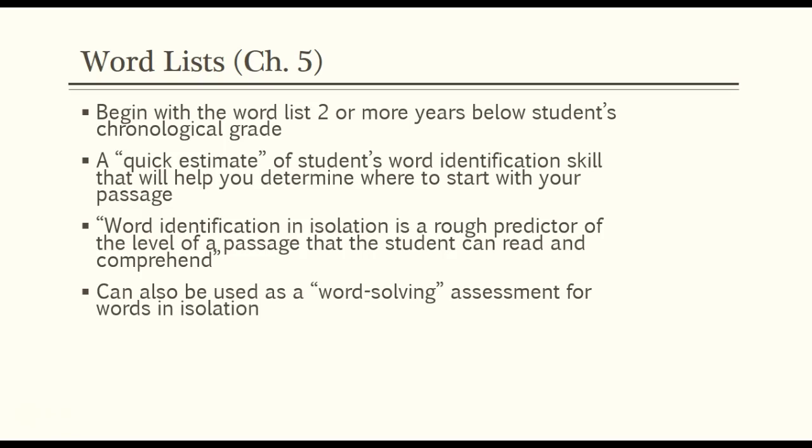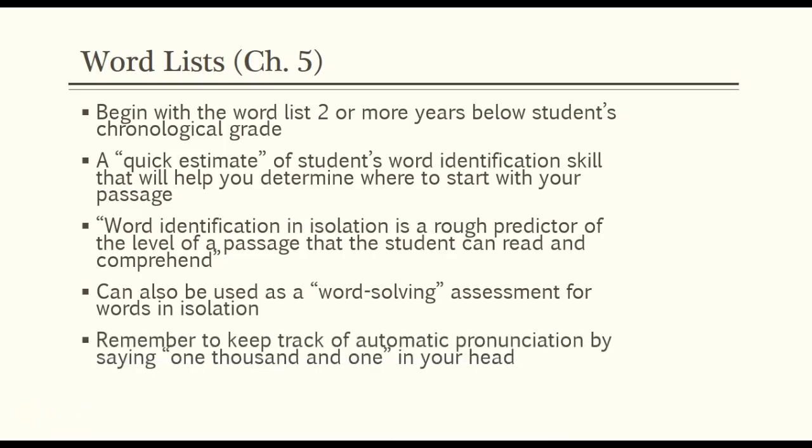So it's highly recommended that if the student substitutes a different word for the word on the word list, that you write it down and then you can later analyze those miscues to see what they're doing, and see if there's any noticeable trends or patterns to the miscues they're making on the word list. Remember to keep track of automatic pronunciation by saying 1001 in your head. So the goal is for the student to really recognize these quickly. And on the word list notation sheet, you're either checking off whether they said it automatically, or identified it eventually.